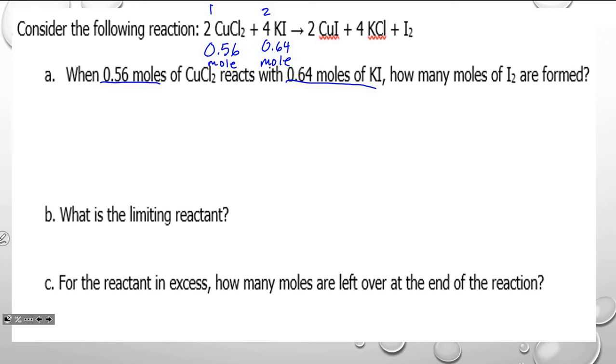If you get stuck, you can look up here. So start always with your limiting. So we found out our limiting was KI because it's 1:2 ratio. So twice copper chloride would be 1 point something. I don't have 1 point something. That's why KI is my limiting. So I always start with my limiting.